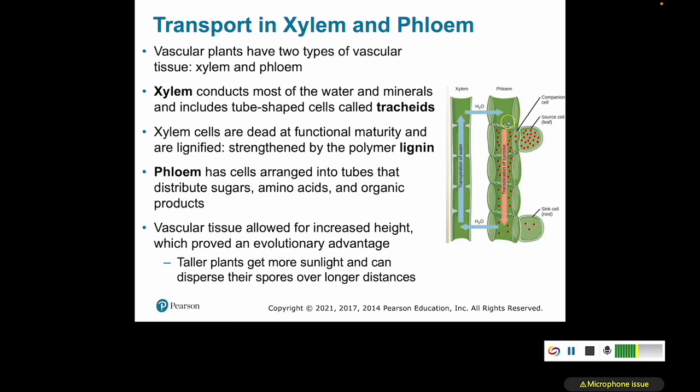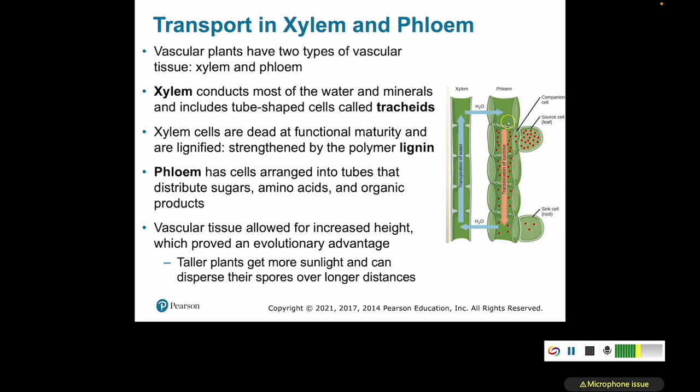Okay, a next feature of vascular plants is vascular tissue. Vascular plants have two types of vascular tissue, xylem and phloem. Xylem is going to conduct water and minerals from roots up the plant, and this has tube-shaped cells called tracheids.